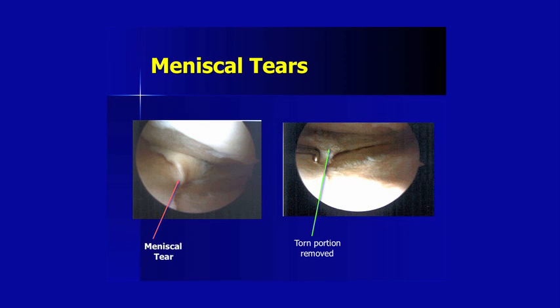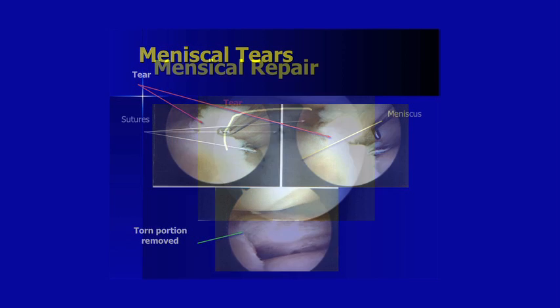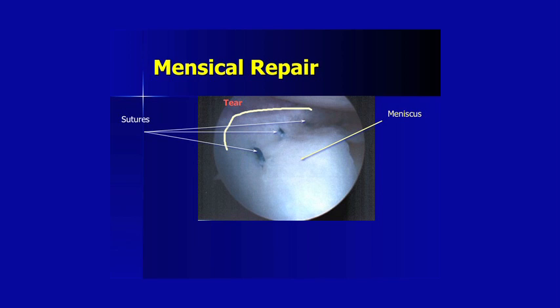This is an example of a torn cartilage. This is after it's been removed. This is another torn cartilage in a different, what they call radial tear. This is after that's been removed. And this is a tear that's been repaired. So the tear is over here. These are the sutures that hold it in place.